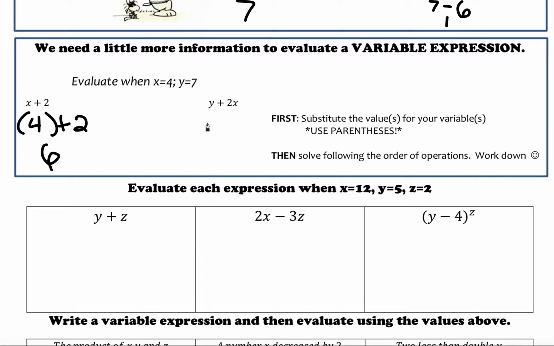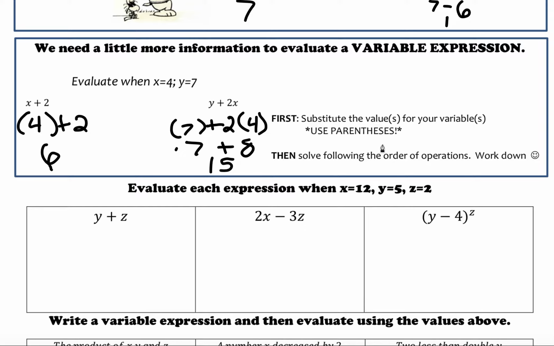Over here, y plus 2x. So y is 7, so we put 7 in parentheses, plus 2x would be 2, and then in parentheses 4. So 7 plus, order of operations tells us to do the multiplication first, because when a number is next to parentheses, it's always multiplication. 7 plus 8 is 15.